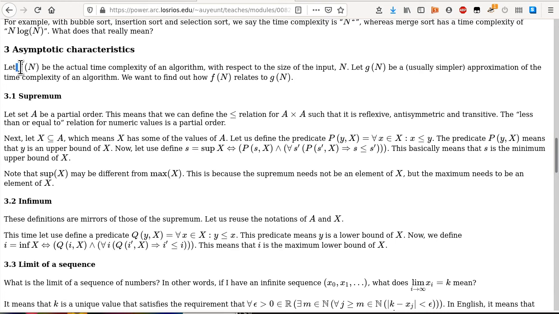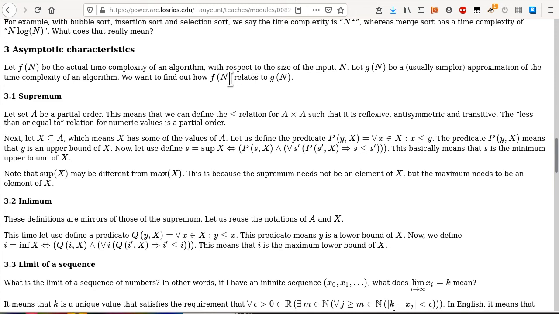So f of n in section 3 is always referring to the actual time complexity of an algorithm. In other words, f of n gives you the exact number of milliseconds or microseconds that a particular algorithm needs in order to finish, given the size of the problem is n. So f is exact. And g of n is usually a much simpler approximation of the time complexity of an algorithm.